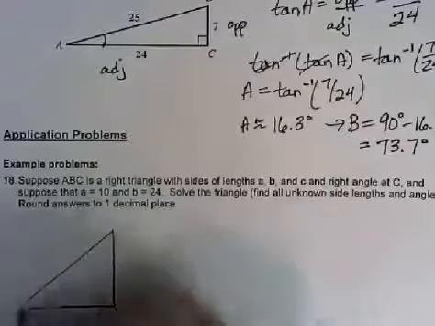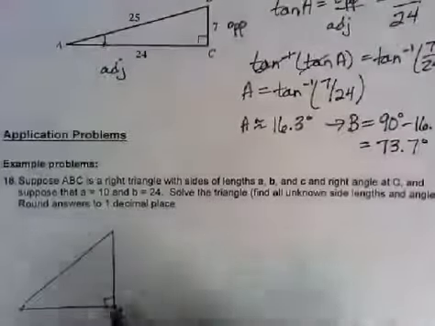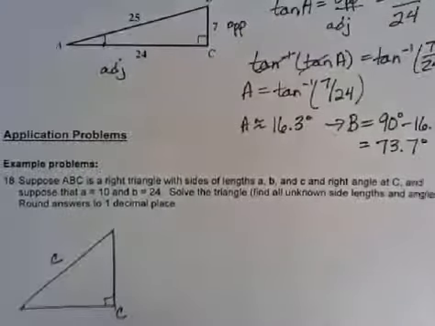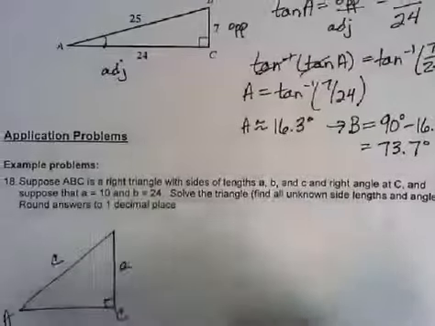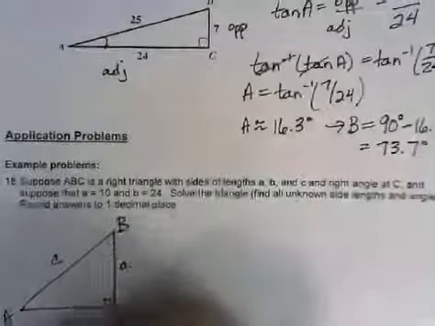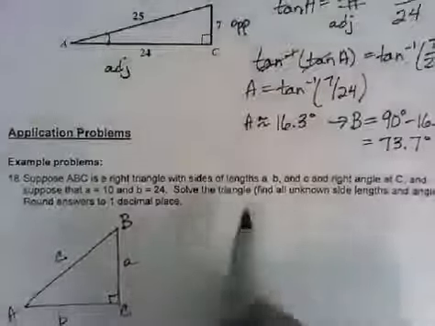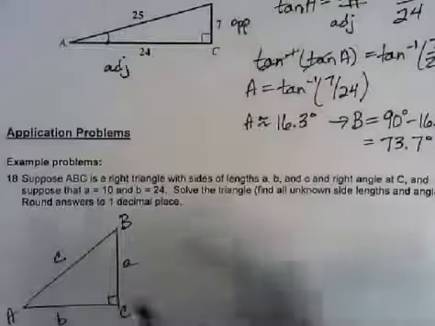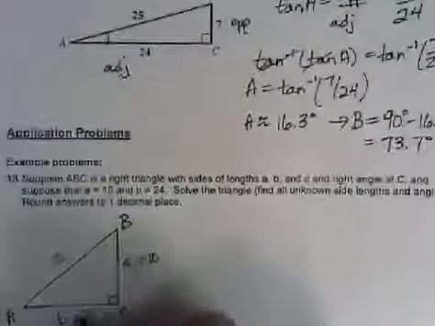I'm not trying to draw this to scale or anything. Just putting in my right angle at C, and that means side C is across from that one. And then I've got angle A over here. Side A is across from that, angle B, and side B is across from that angle. Now I can label the side lengths that they gave me. They said that side A was 10 and side B was 24.